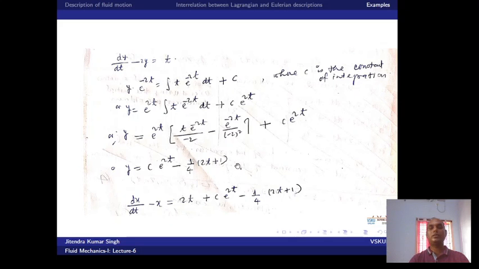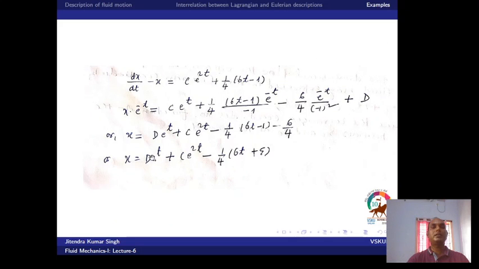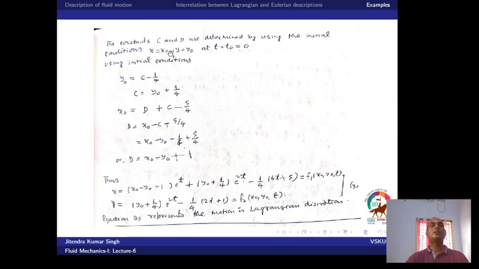So this involves two arbitrary constants c and d, which will be determined with the help of the initial condition. That condition is x is equal to x naught, y is equal to y naught, and t is equal to t naught, and for simplicity I consider t naught is equal to 0. So when we use this initial condition in the first equation, that is the solution for y, then I will get y naught is equal to c minus 1 by 4. So c is equal to y naught plus 1 by 4.